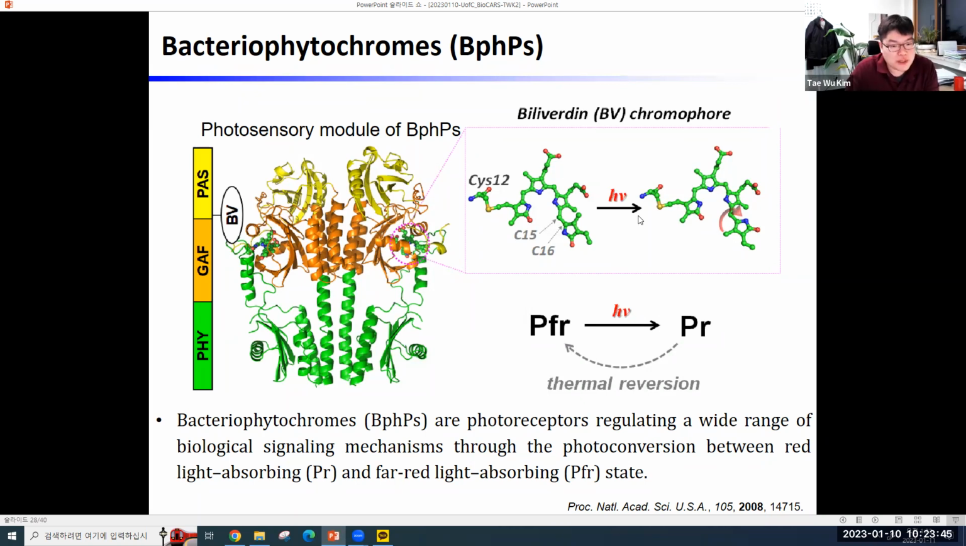Some studies reported that in this process, there are two different transient species. One is the Pfr state, another one is the Pr state. They are the major components during the signaling mechanism in phytochrome. So my target system is, among the various types of phytochrome, I focus on the bacterial phytochrome, not plant, bacterial phytochrome.